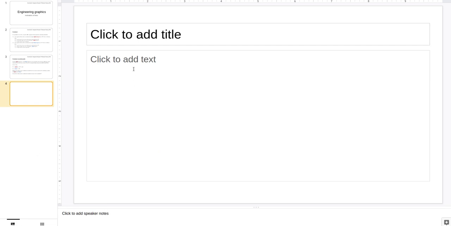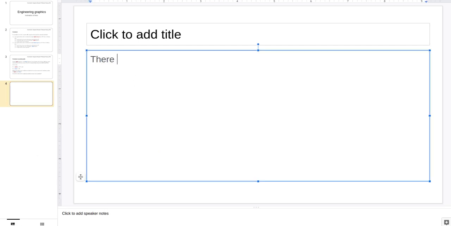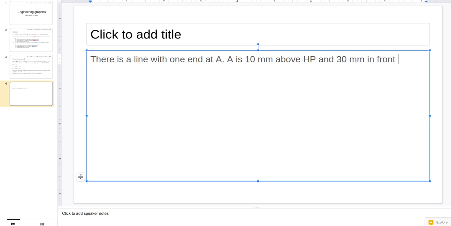If you have a problem like this: there is a line with one end at A. A is 10 mm above HP and 30 mm in front of VP. AB is equal to 20 mm.